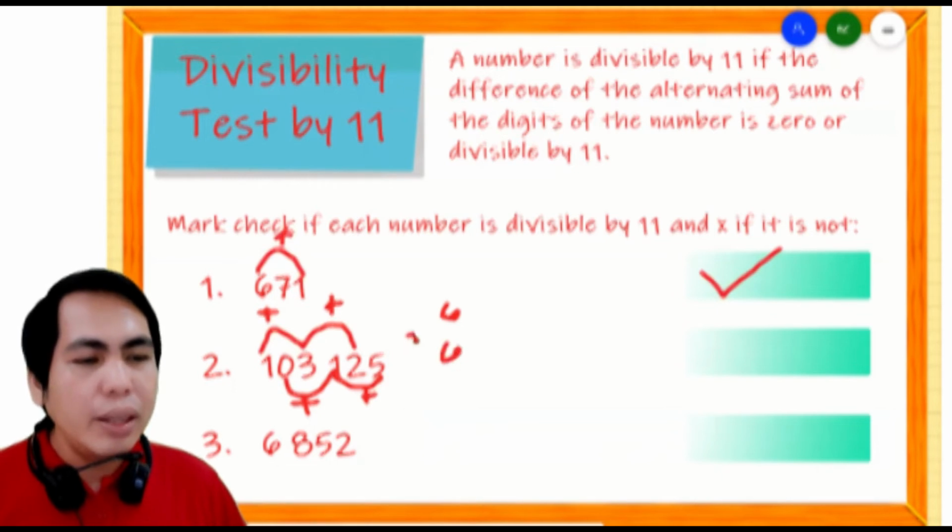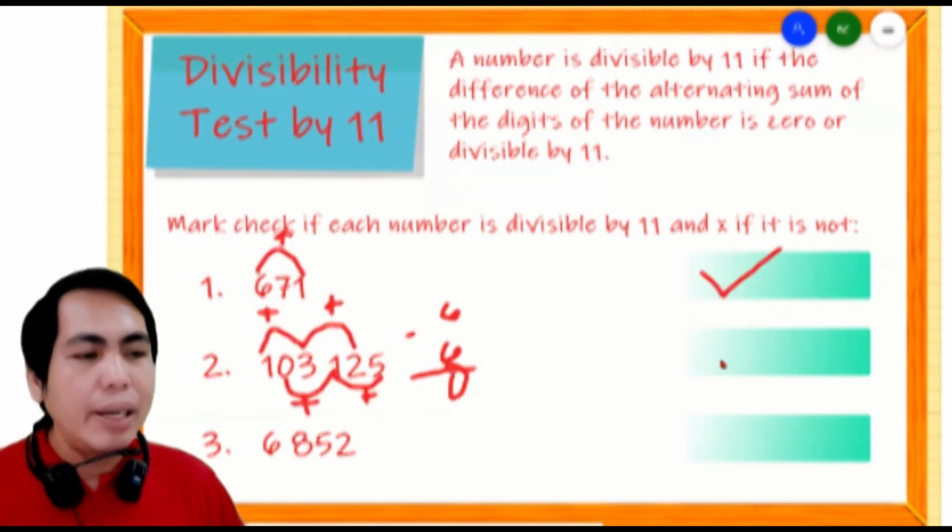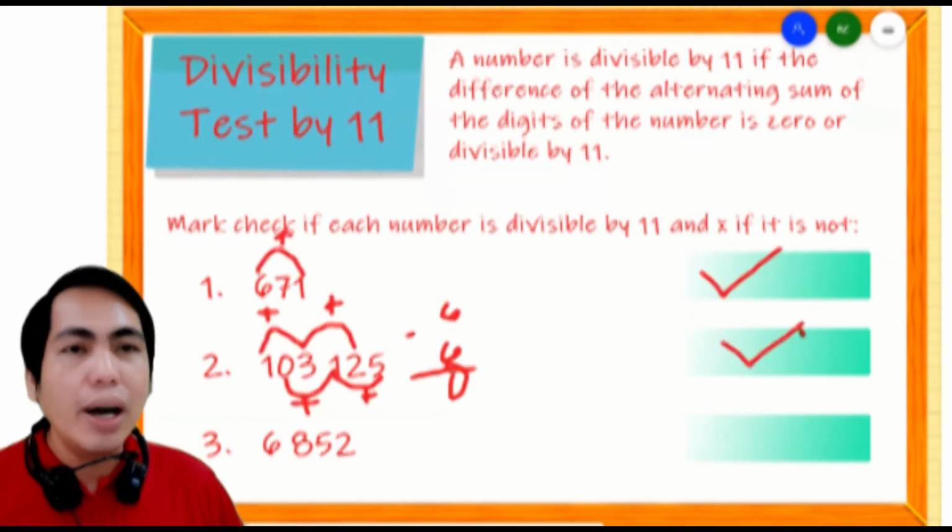And then we have to get the difference between the two sums. So 6 minus 6 is 0. The difference is 0. So meaning to say that 103,125 is divisible by 11. So this is also a check.